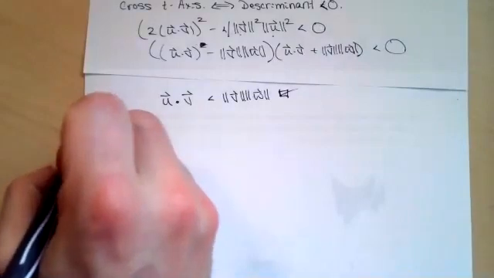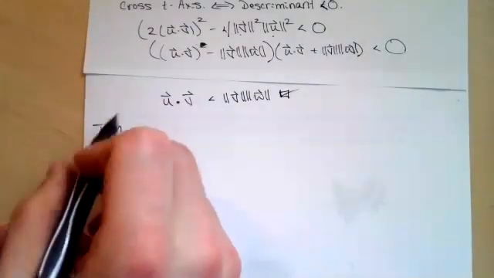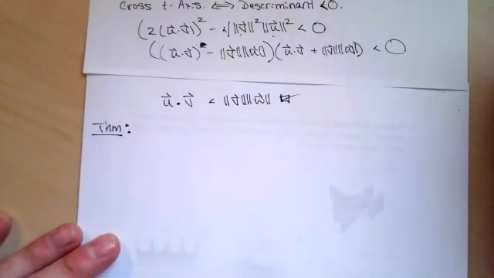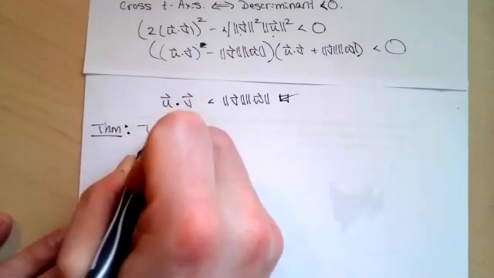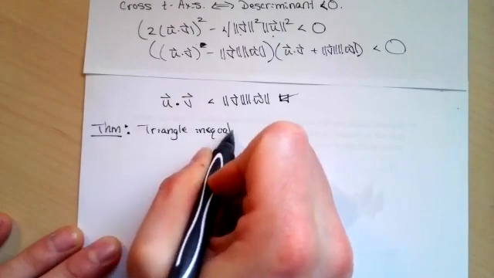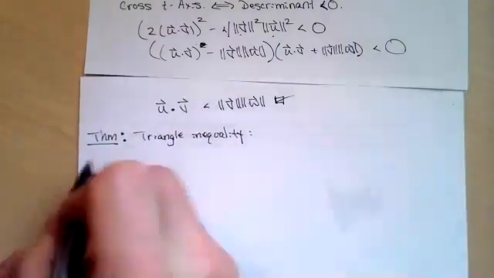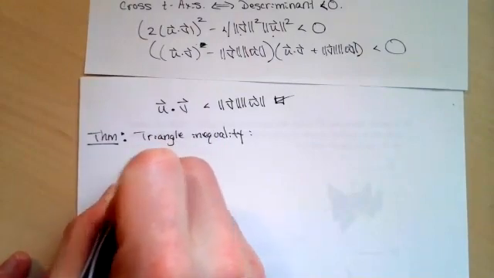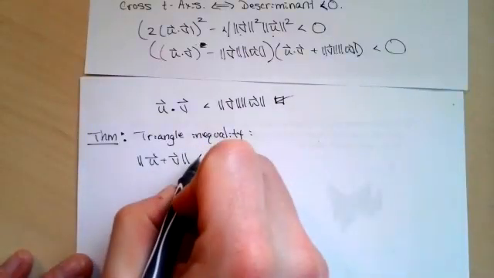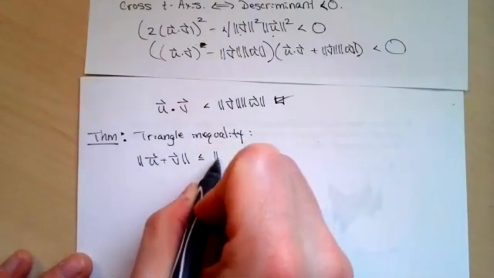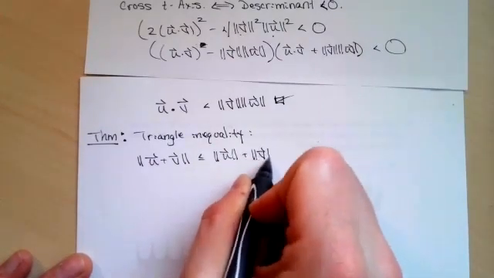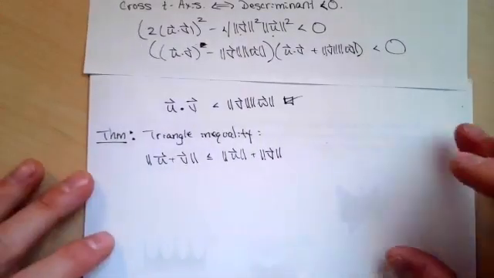Okay, so our second theorem is going to be the triangle inequality. The triangle inequality says that if I add two vectors, then the length of the sum is less than or equal to the sum of the lengths of the two individual vectors.